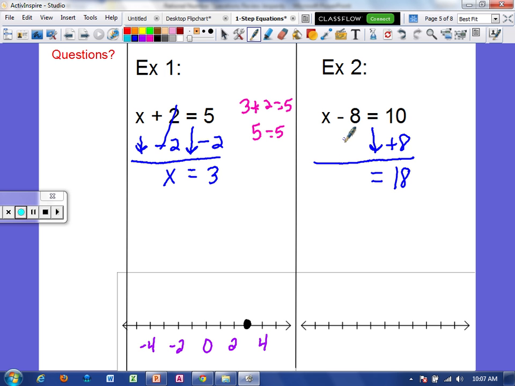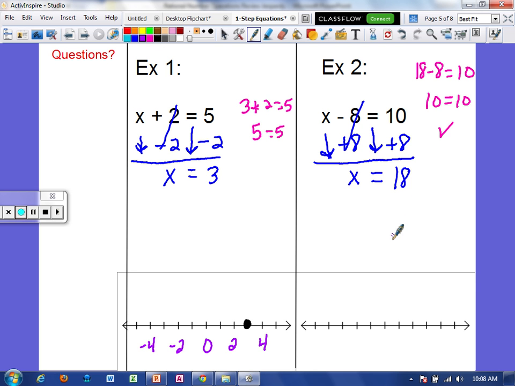Now since I've added 8, I'm going to rewrite that here, and I'm just going to cross that out. I've taken care of that, and I'm left with that x value. So x equals 18. Now we're going to check. So if 18 is x, then 18 minus 8 should equal 10. 18 minus 8 is 10. The left and the right sides are equal, so we know that this checks out.